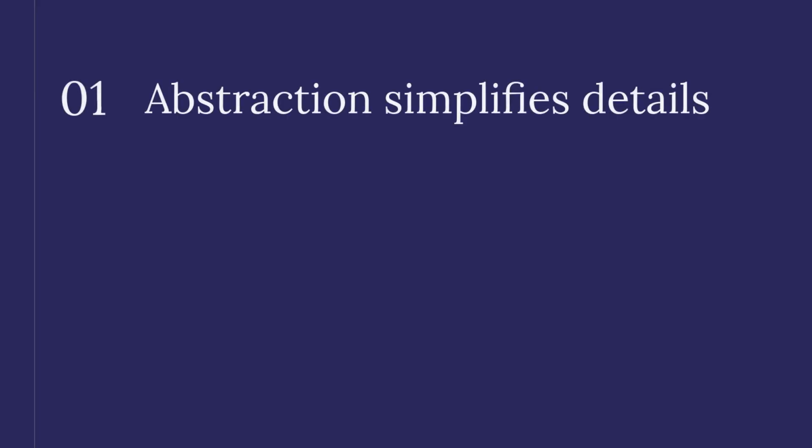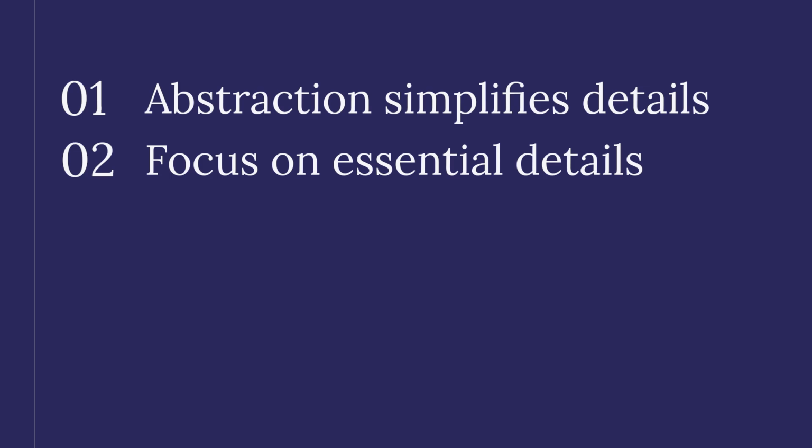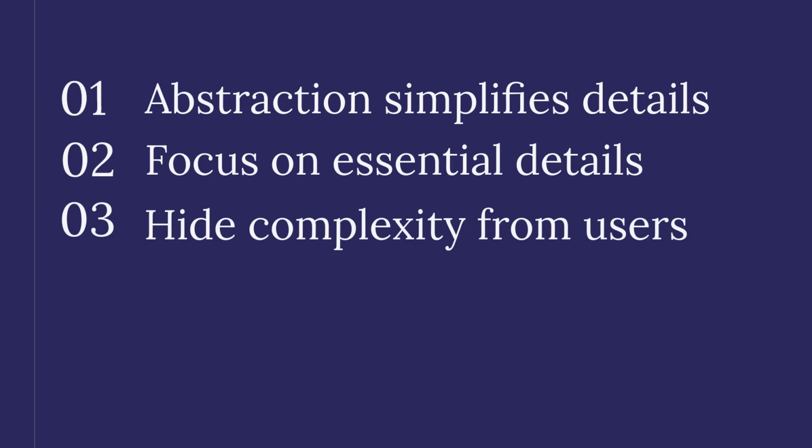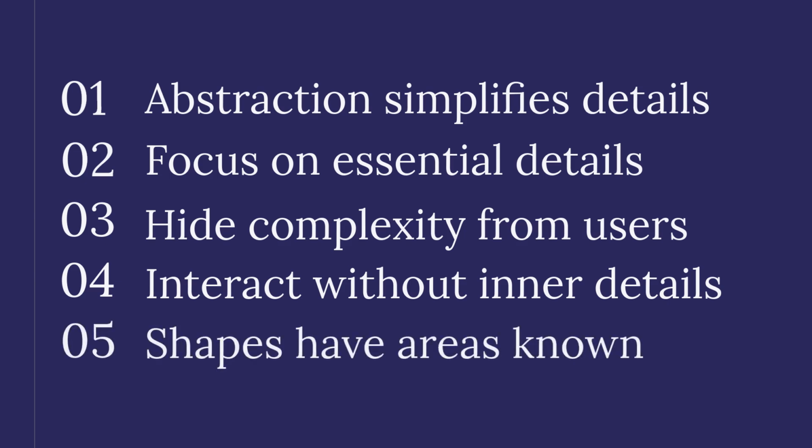Abstraction focuses on showing essential details while hiding complexity. Users interact with objects without knowing the inner workings. For instance, a shape class might have an area method. Users know shapes have areas, but not how it's calculated. Abstraction simplifies interactions in OOP.